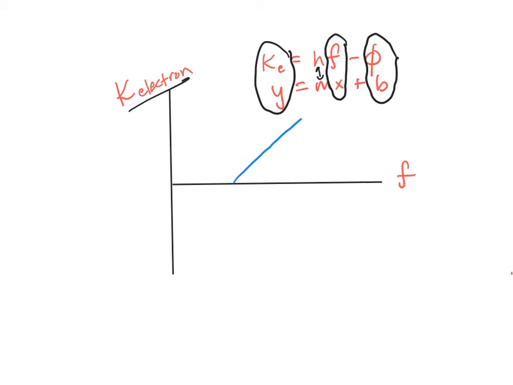It's going to look something like this. It's going to be a linear graph. My slope is the Planck constant. My y-intercept down here is the work function. And what this tells you is this is the cutoff frequency, or the threshold frequency, at which there has to be a minimum frequency right here to get an electron to be ejected.